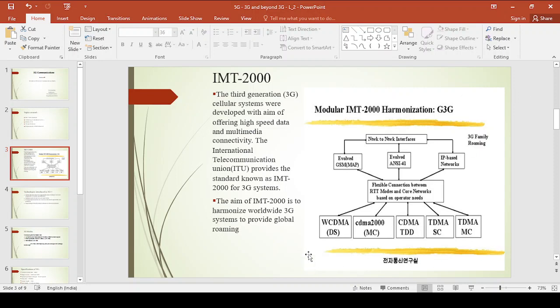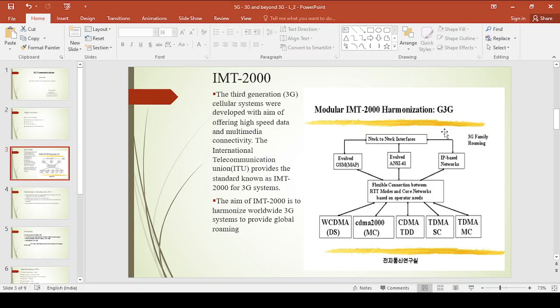These were the technologies that were provided by the different countries. Now if you see, this is a network, the core network, right? Now one is evolved GSM MAP, MAP is nothing but Mobile Application Part, and another one is evolved ANSI, ANSI is nothing but American National Standards Institute, and next you have the IP based network, right? Nothing but IP protocol. Now this is your core network, right?